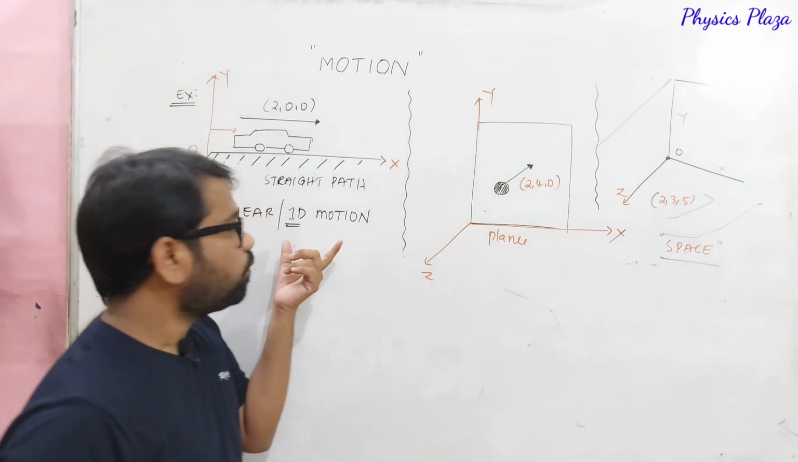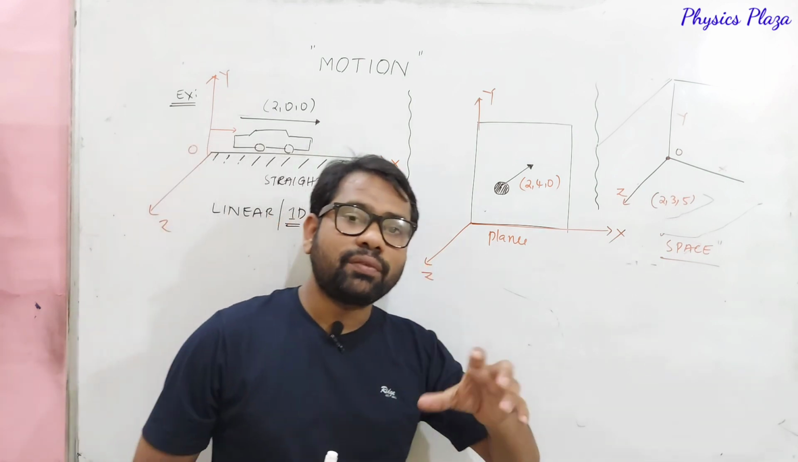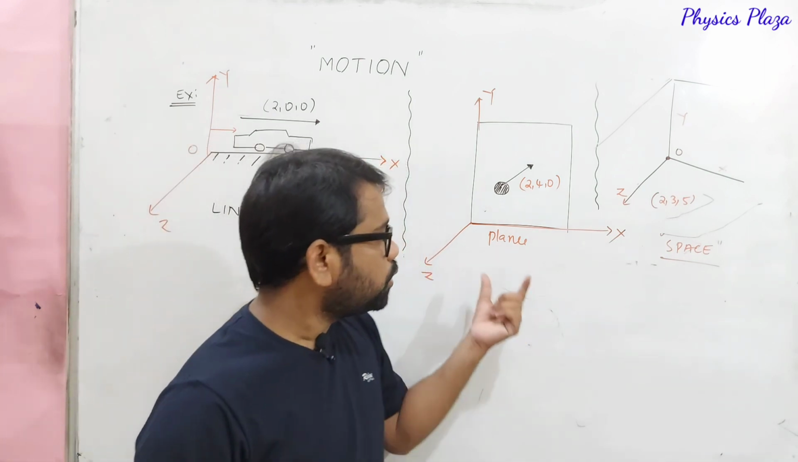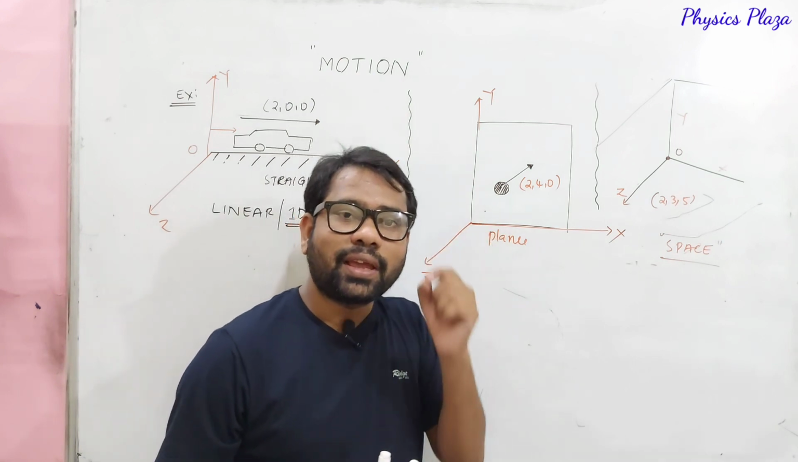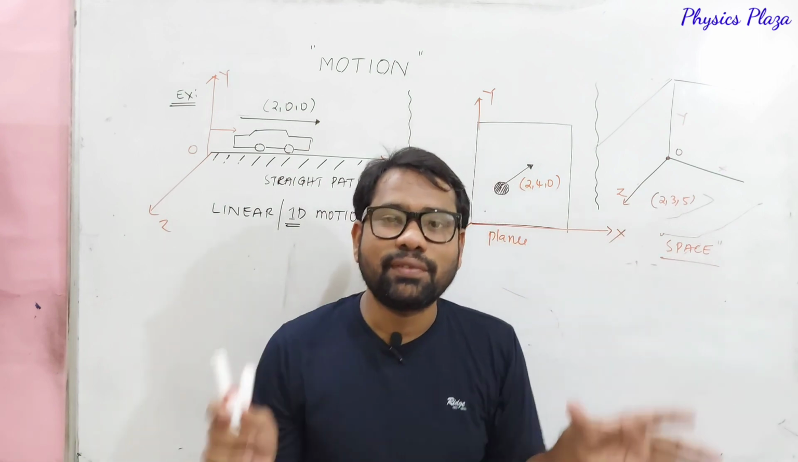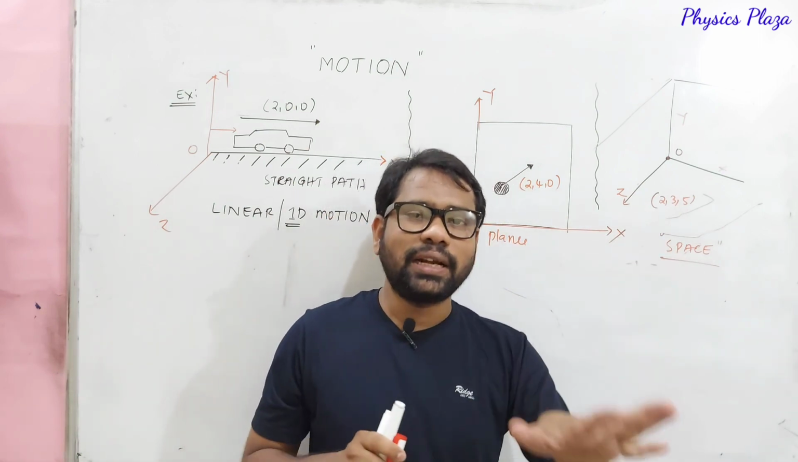So what is a one-dimensional motion? The motion of an object along a straight line path is called one-dimensional motion. The motion of any object in a plane is taken as a two-dimensional motion. The motion of any object in a given space is considered a three-dimensional motion.